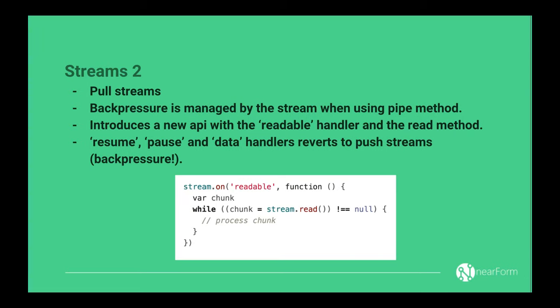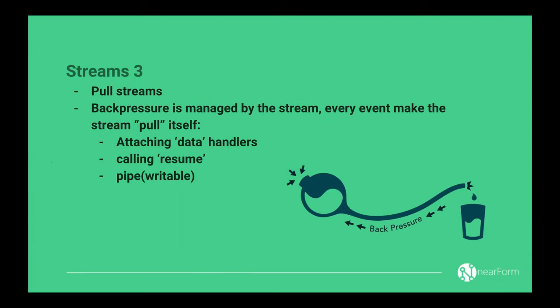Because of that, we got Stream 3. In Stream 3, backpressure is fully managed in both cases. In fact, you can even attach multiple consumers: you can attach a data producer upstream to multiple consumers downstream, and the data producer will go at the slowest speed of its consumers. Even if you attach a data handler, the stream will automatically start pulling itself, rather than moving to flowing mode automatically.